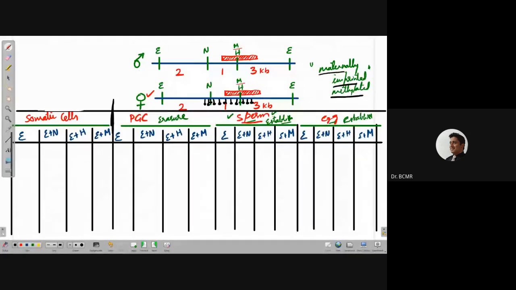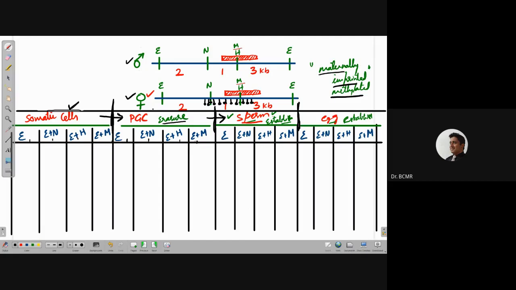You know the imprinting status, what happens. From somatic cell to primordial germ cell, erasure occurs. From primordial germ cells to formation of mature gametes, you will have establishment of imprints. And imprints can be of two types, either maternal or paternal, as already shown here. So based on that, we have isolated DNA from somatic cells and analyzed it this way, right? We have isolated DNA from primordial germ cells and also analyzed it the same way.